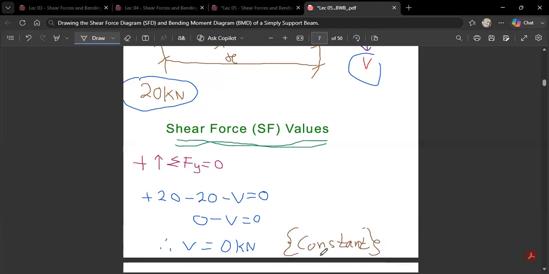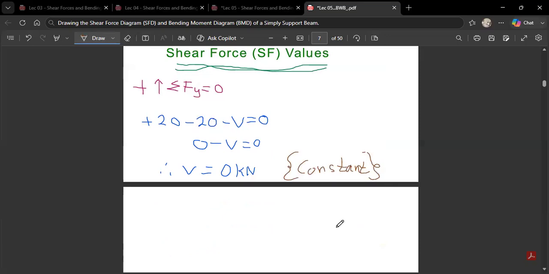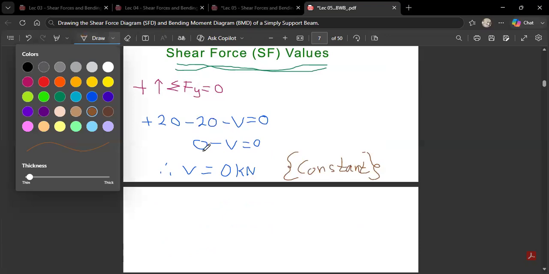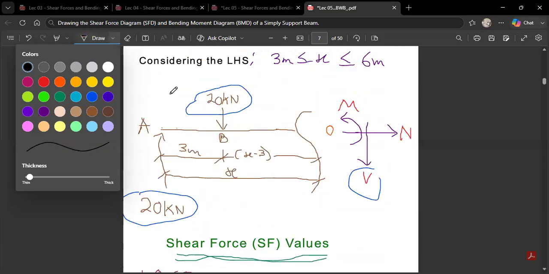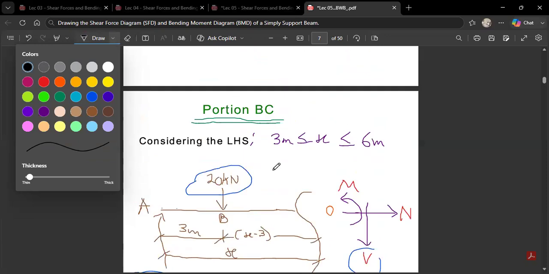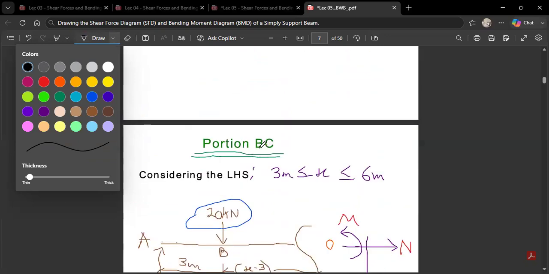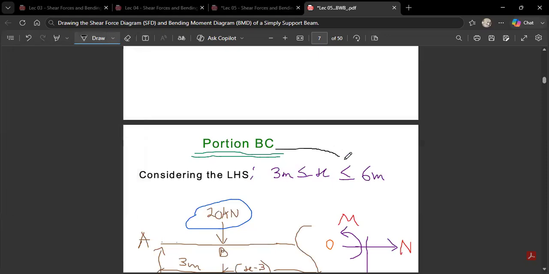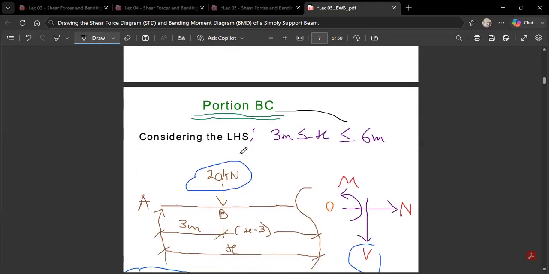So from here, we just apply the traditional method. This time we are not going to use AB anymore. We are going to use BC, because it is the portion BC that we are considering. So we say that at x equal to 3 meters, VB is equal to 0 kilonewton. Also at x equal to 6 meters, VC is equal to 0 kilonewton. As simple as ABC.